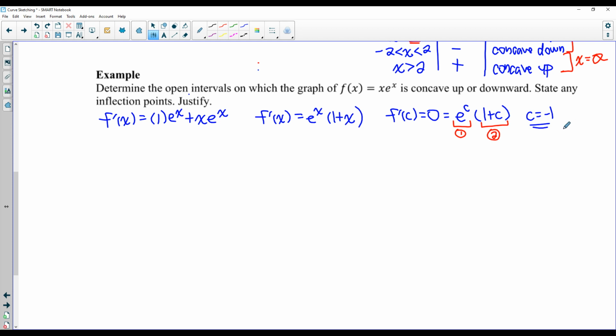Like I said, we don't need to do this, but when I show you the graph at the end, it's helpful to identify that I've actually got a local min or a local max at that point. But let's figure out the second derivative.